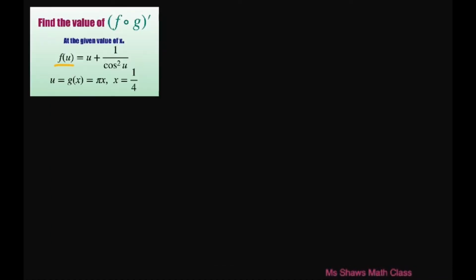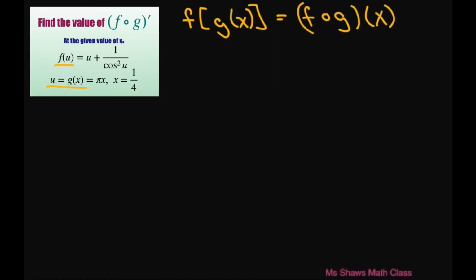We have f of u, and we also have u equals g of x. So I can write this as f of g of x with substitution. Now substituting, I need to find my derivative, so I'm going to do the derivative with respect to x of f of g of x. Now this is like your chain rule, where you use your inside-outside rule.